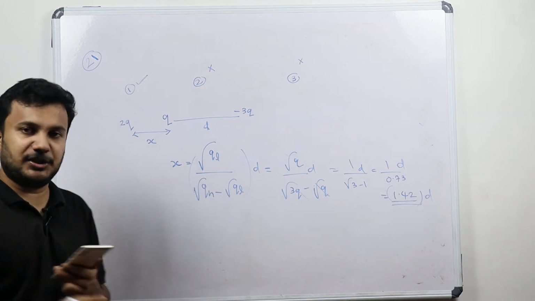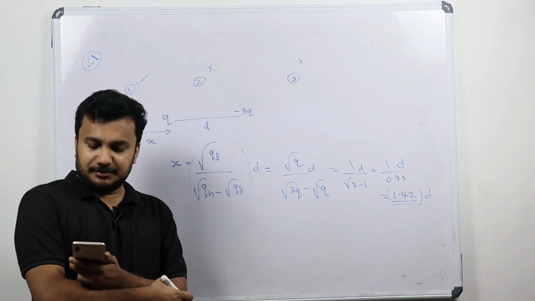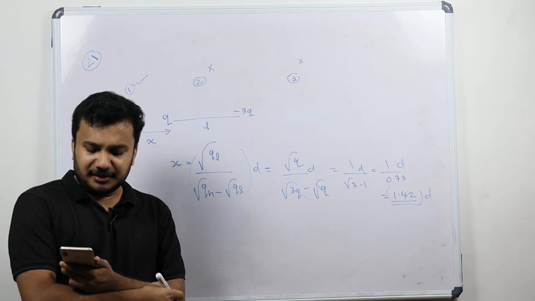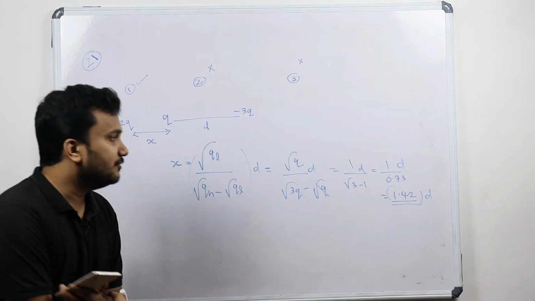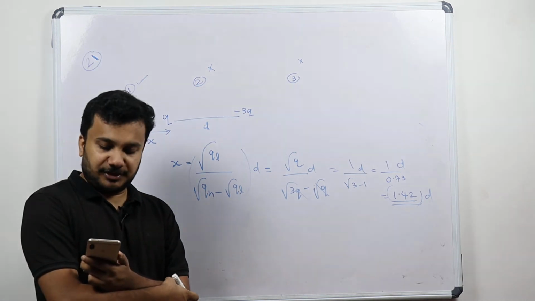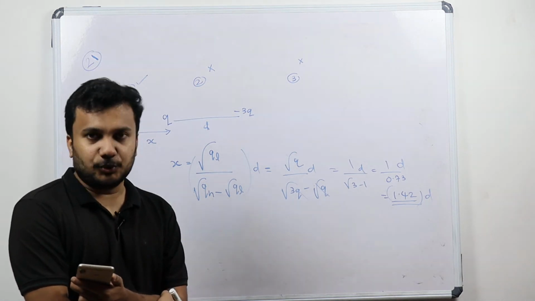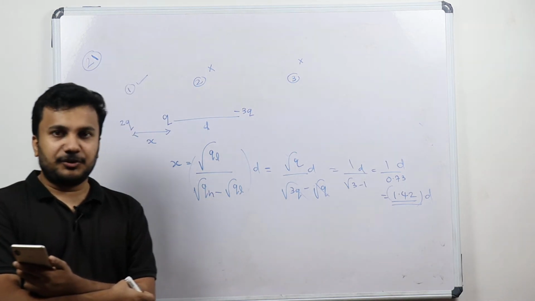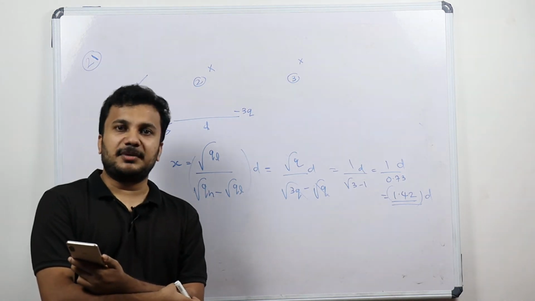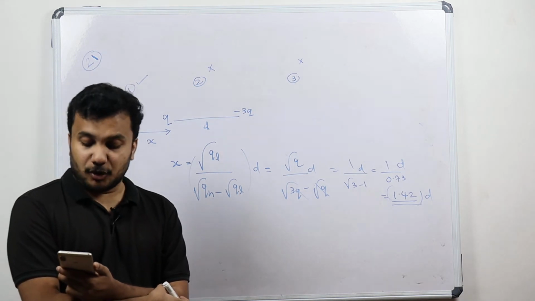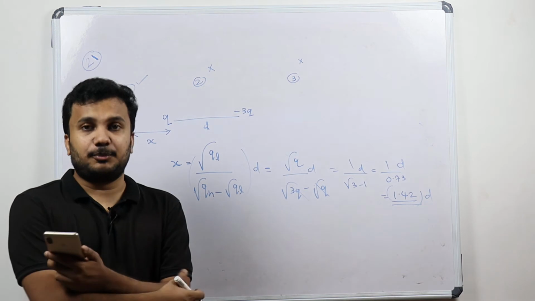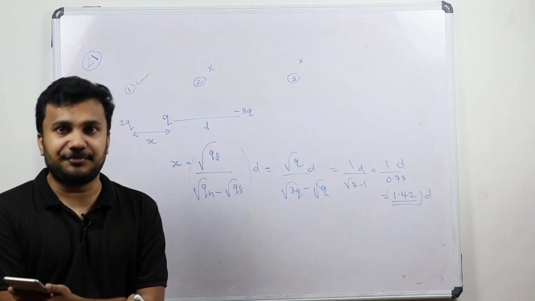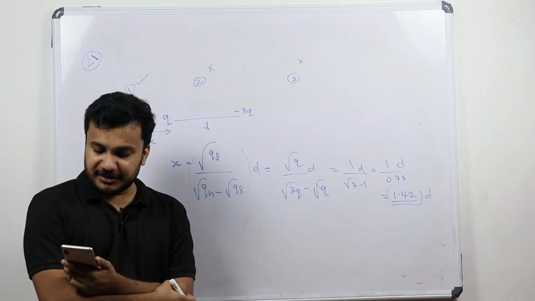But if you look into the options, they are given in terms of other factors, right? Doesn't matter, we can compare. We can solve the four options and see which one matches. First, option A: D minus root 3. If you take D outside, 1 minus root 3 will come, which means 0.73. 0.73 divided by 2 is approximately 0.35. So option A is not the right answer.